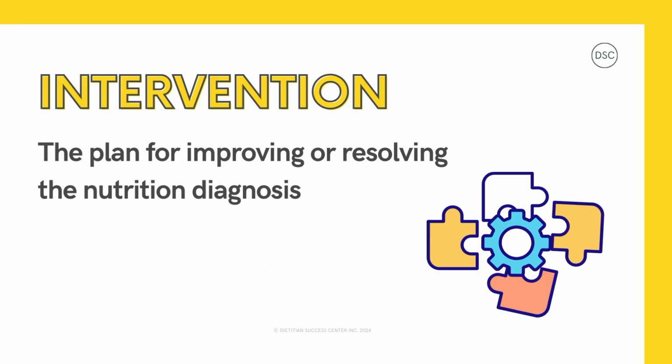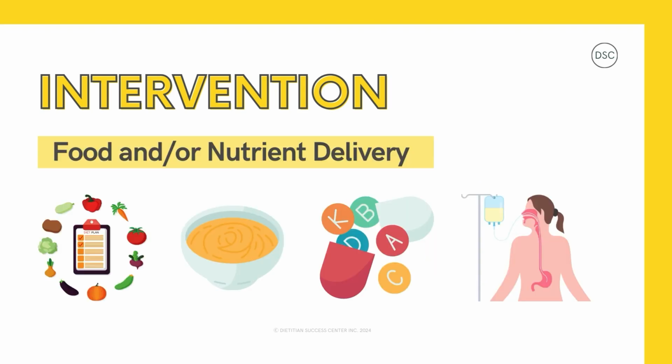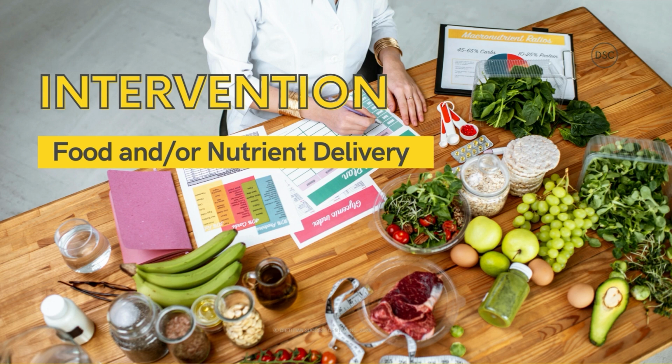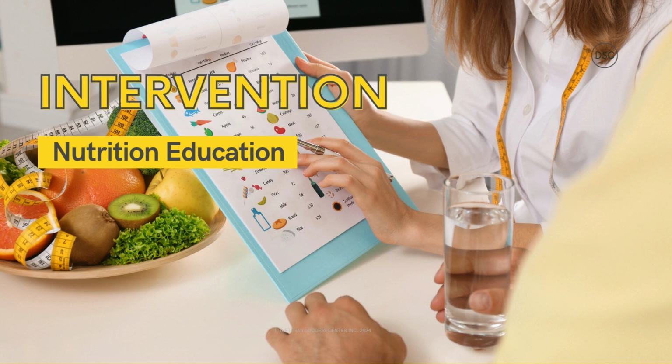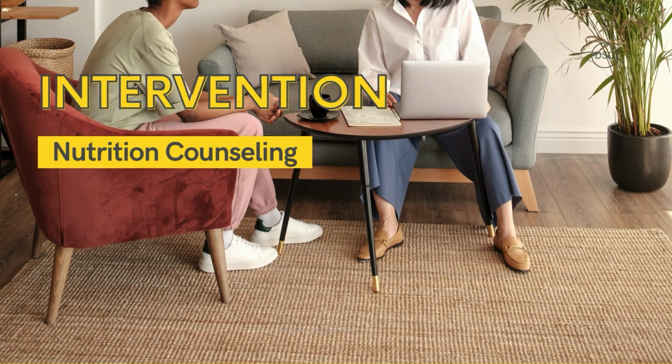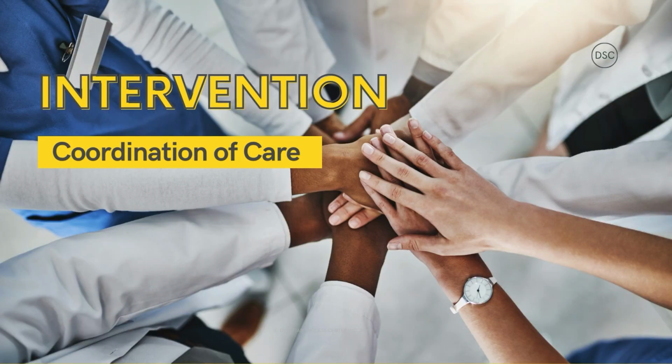The nutrition intervention is the plan for resolving or improving the nutrition problem and etiology identified in step 2. The NCPT breaks down some categories for the nutrition intervention, including food and/or nutrient delivery, modifying the diet, texture, nutrients, or eating or feeding environment. Nutrition education, providing education to the client on a particular nutritional or lifestyle topic. Nutritional counseling, using certain counseling skills or theoretical models to help the client implement changes. And coordination of nutrition care. This could include referring to another professional or collaborating with a community partner to support the client.